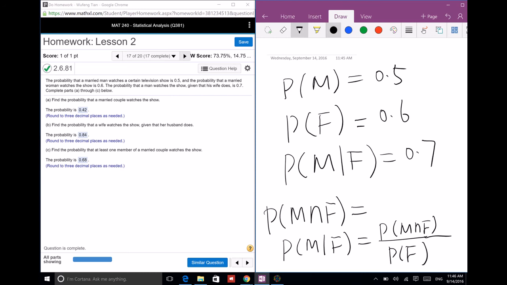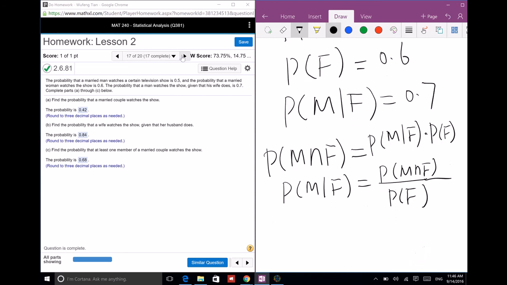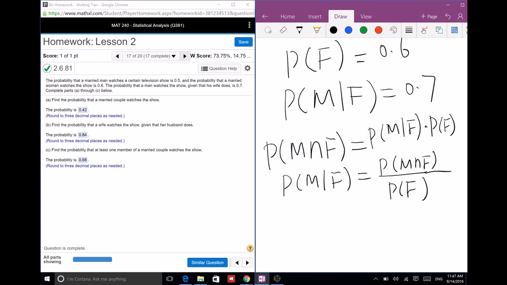You multiply both sides by the probability of the woman watching. So P(M and F) equals P(M given F) times P(F). Does it make sense? Then it equals 0.7, given that the wife watches, times 0.6 for the wife watching, and that equals 0.42. That's for the first one.